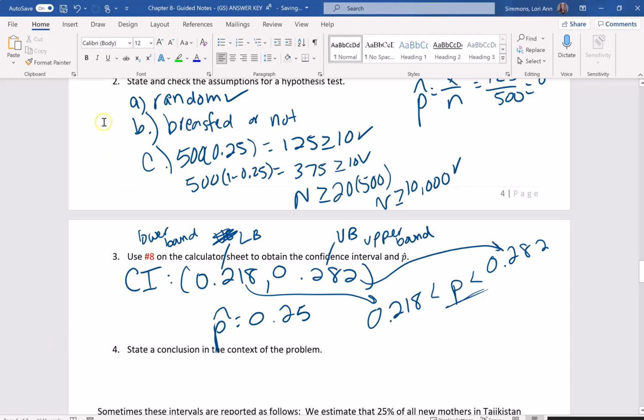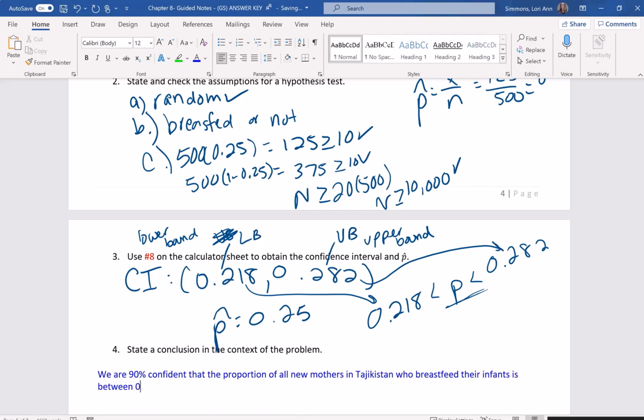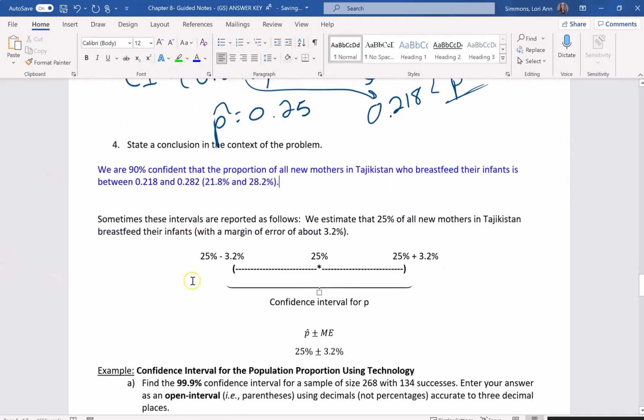And then let's state a conclusion in the context of the problem. We are 90% confident that the proportion of all new mothers in Tajikistan who breastfeed their infants is between 0.218 and 0.282. You could also say between 21.8% and 28.2%, if that makes more sense to you.